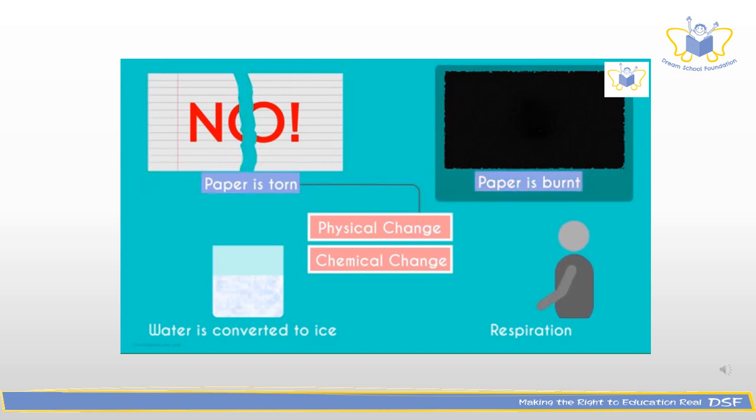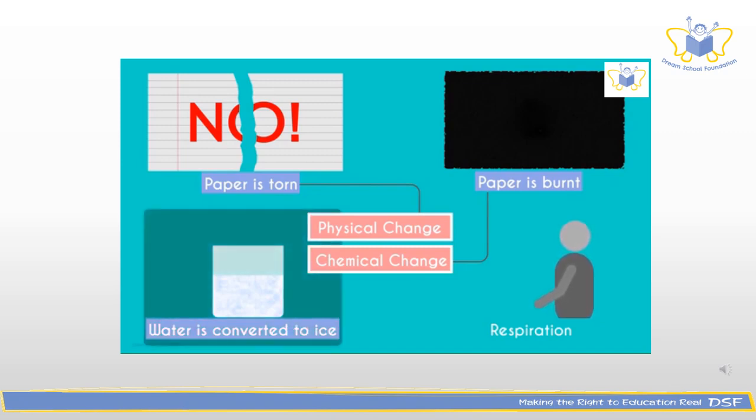What about paper being burnt? Here, paper is converted to ash and smoke. New substances entirely. Hence, this is a chemical change. What about water being converted to ice? Here, only the state of the matter is changing, which is a physical property. Ice can be converted back to water too with a little bit of heating. Hence, it's a physical change.